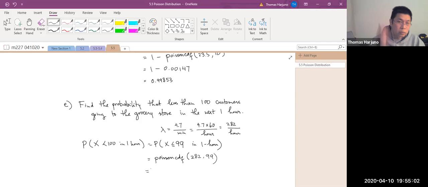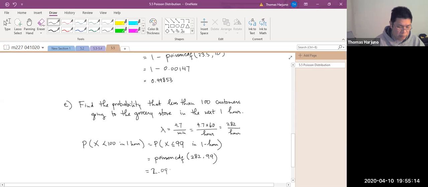What is this? I'm sorry, I'm surprised myself. I get 2.09002 e to the negative 36, basically times 10 to the negative 36. That's so small. That's very, very small. That's approximately 0.